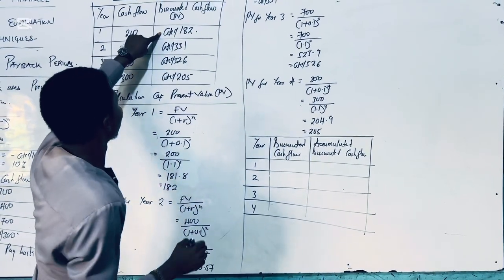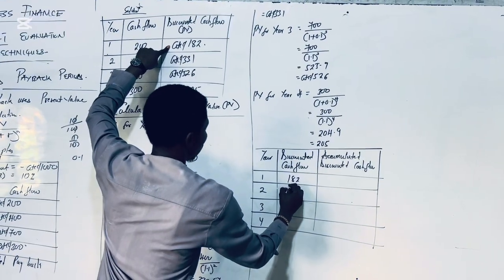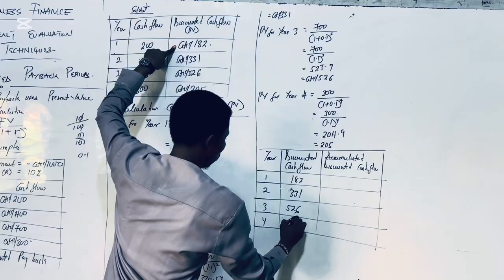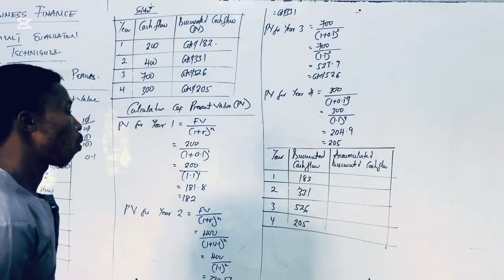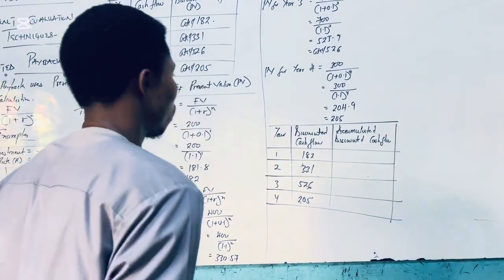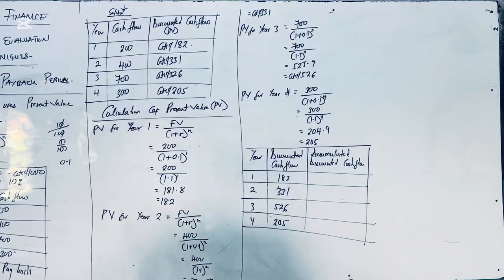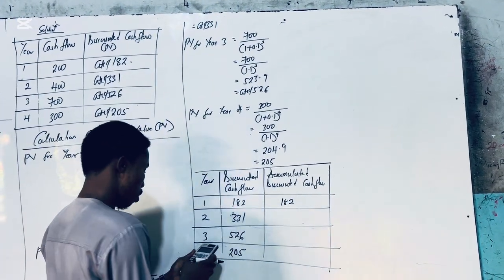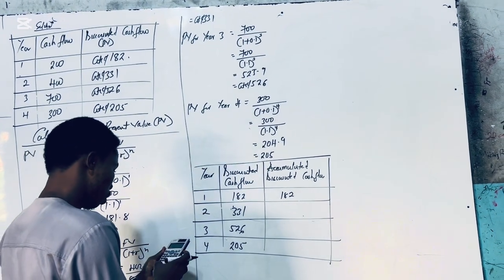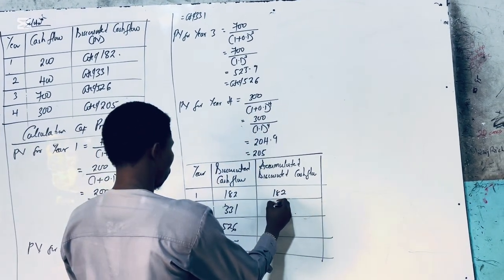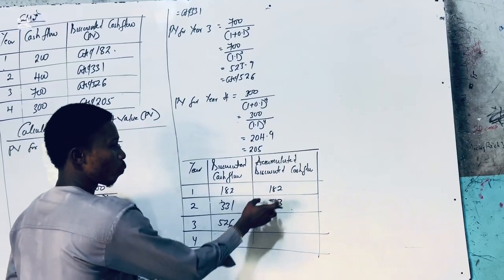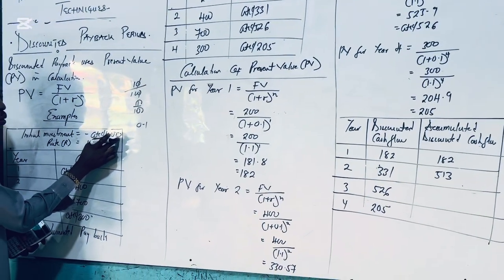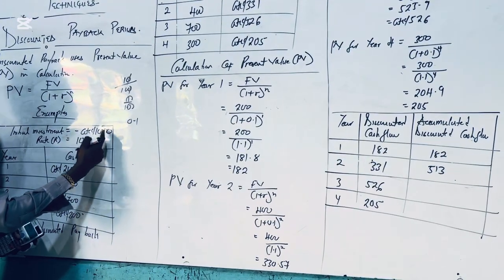Remember, year 1, we had 182. Here we have 331, 526, 205, in that order. Simple as that. So we are going to look for the cumulative. So we just add. So this will give us 182. Then we have 182 plus 331 will give us 513. Remember, we want to recover 1,000 Ghana cedis. So we're calculating here and making sure we cover 1,000.